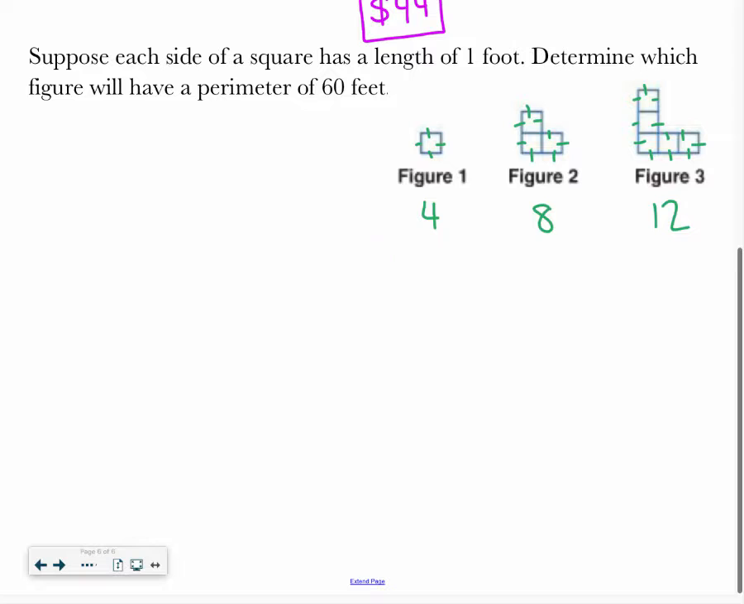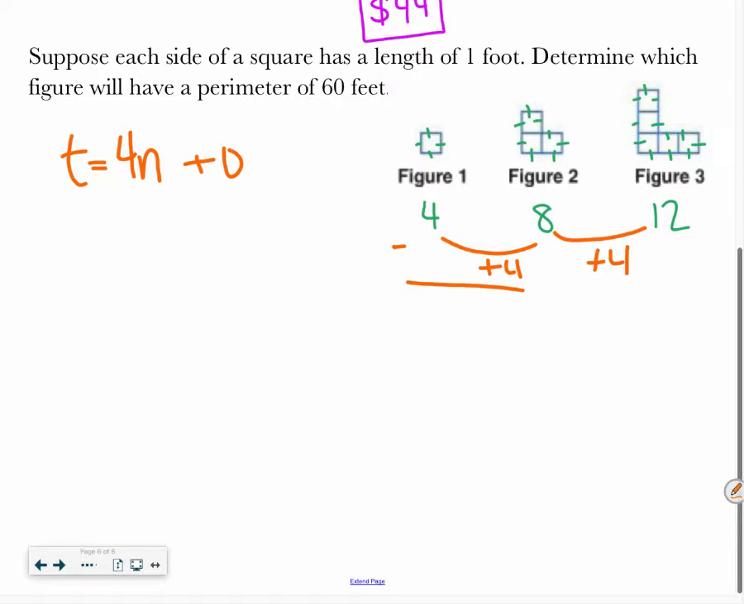There's my sequence. Again, I use that same idea. How much is my common difference? I'm adding 4 each time. So I know I'm going to have t equals 4n. And then what's 4 minus 4? That's going to give me a 0, so I would do plus 0, which we never have to write out, so I'm going to leave it at just t equals 4n. And now let's finish the problem.